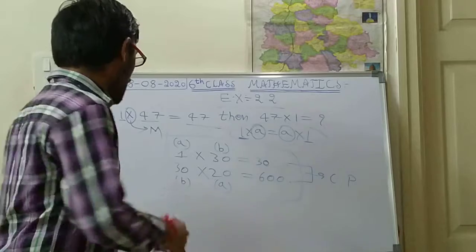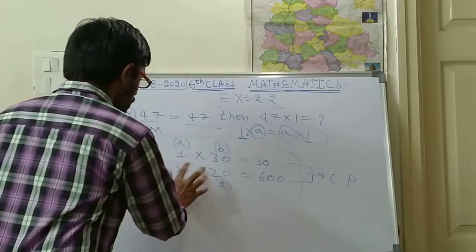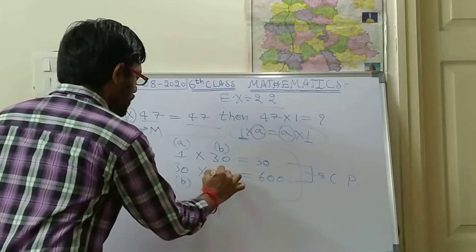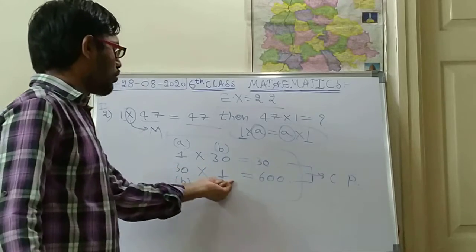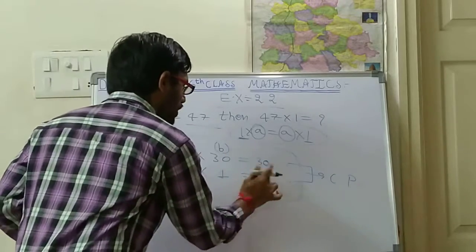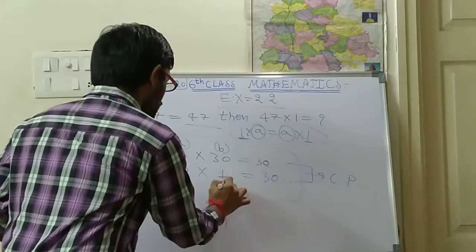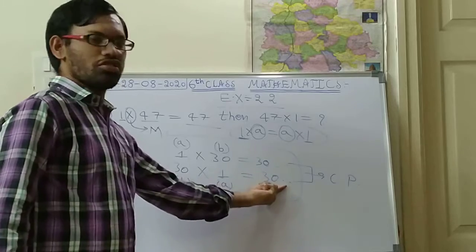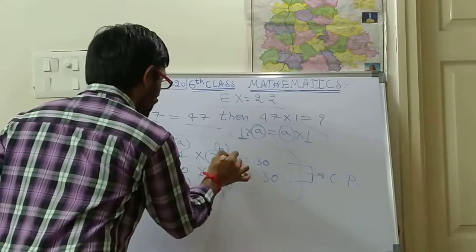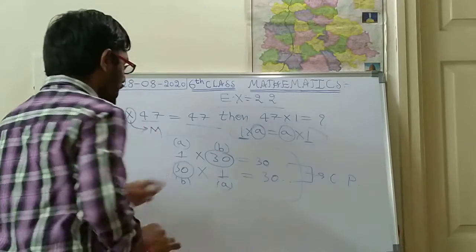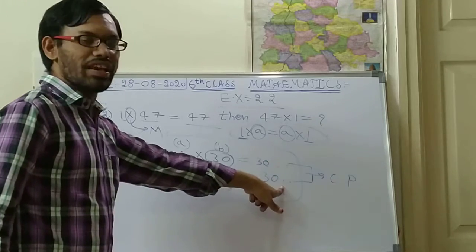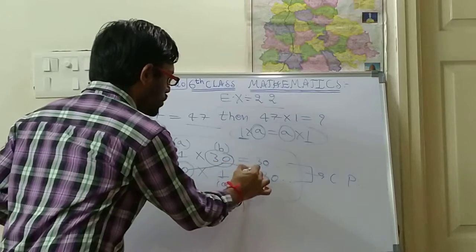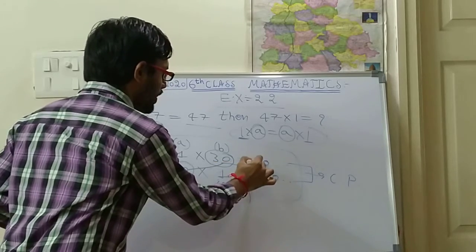Okay. And next, what is 1? 1 is A. So interchanging means what will come? In place of 20, 1 will come. What is 30 into 1? 30. Okay. So 1 into 30 is equal to 30, and 30 into 1 is equal to 30. And whatever the whole number is there in the products, the same whole number comes. These two whole numbers are same.